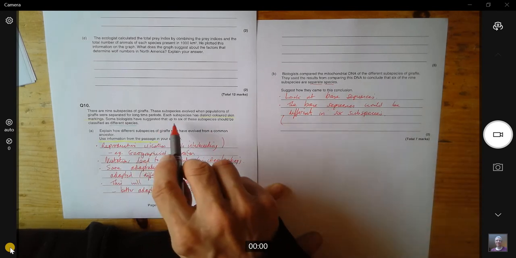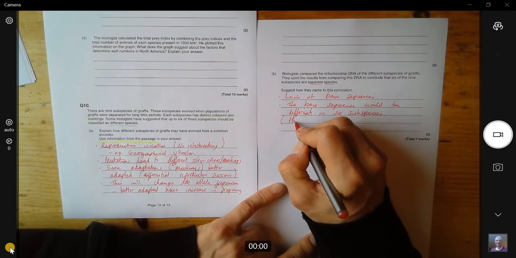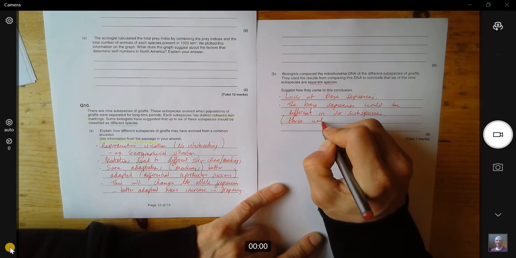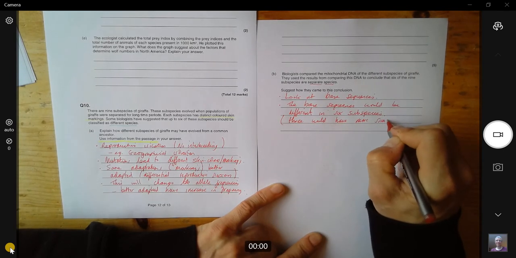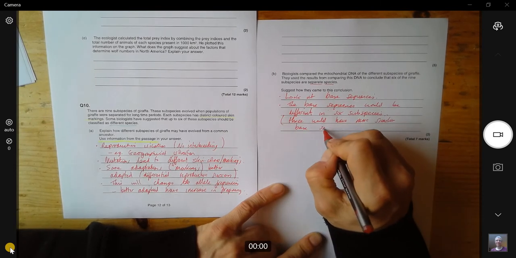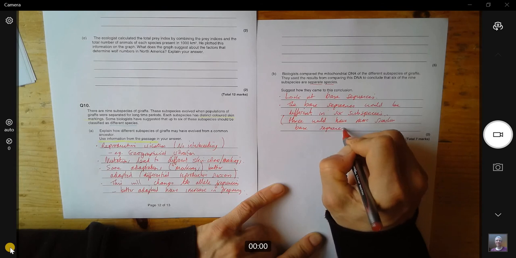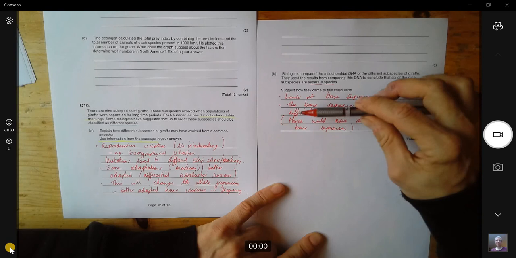And on the other side of that coin, you could say that for the 3 that were not, the other 3 of the 9, they're not, so 3 would have more similar base sequences. But you don't need to say that if you said the first one.